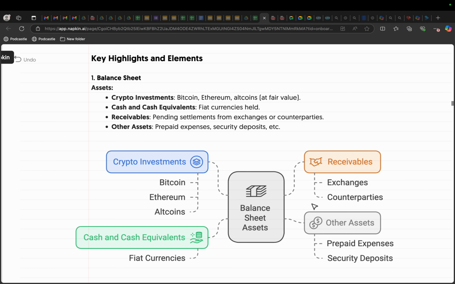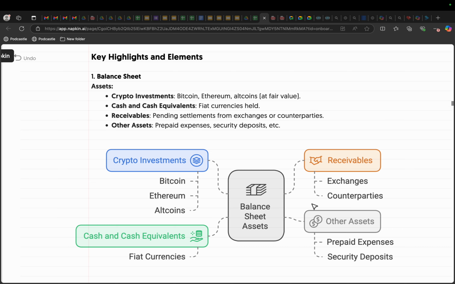Then, receivables from exchanges or counterparties. It could be trade receivables, or commission, stake, or farming yield, it could be anything. If it is pending with a counterparty, it could be receivable or payable. Since we're talking about assets, here you can record the receivables as well. And apart from that, prepaid expenses and security deposits, which you can treat as other assets and record under the assets side of the balance sheet.